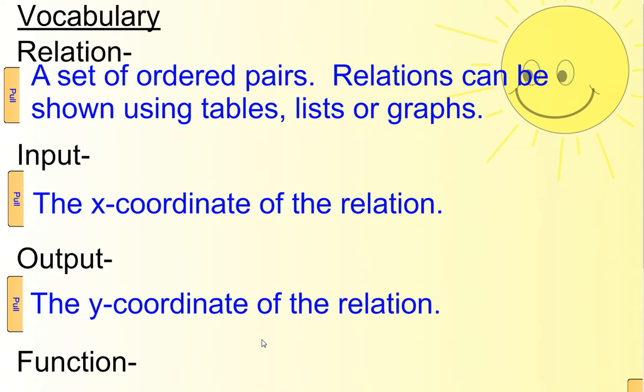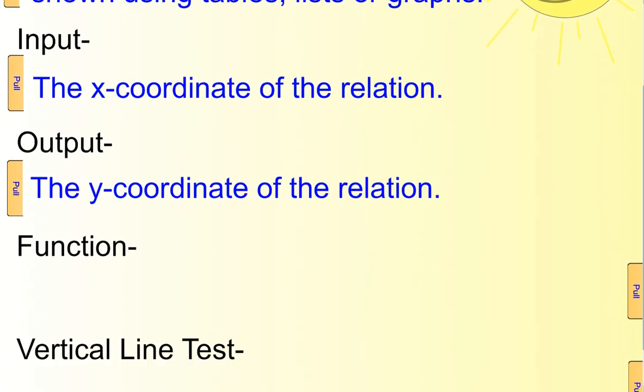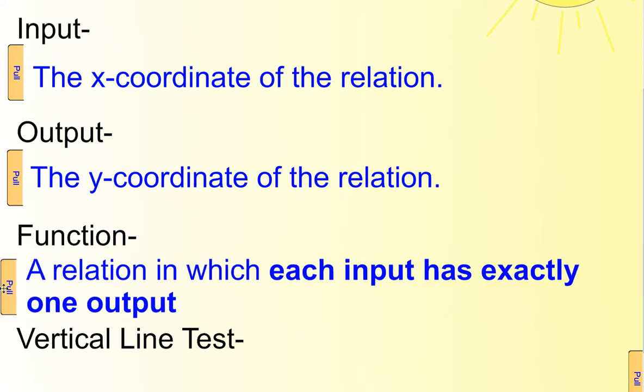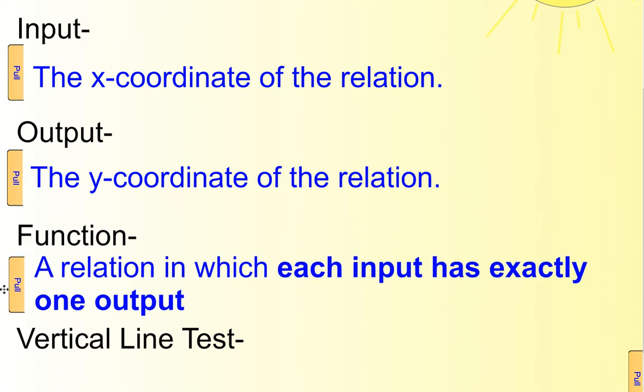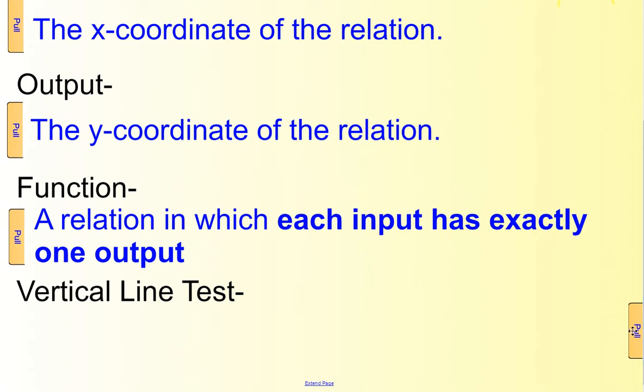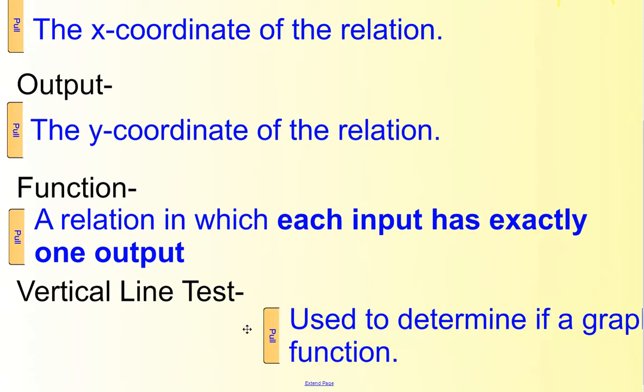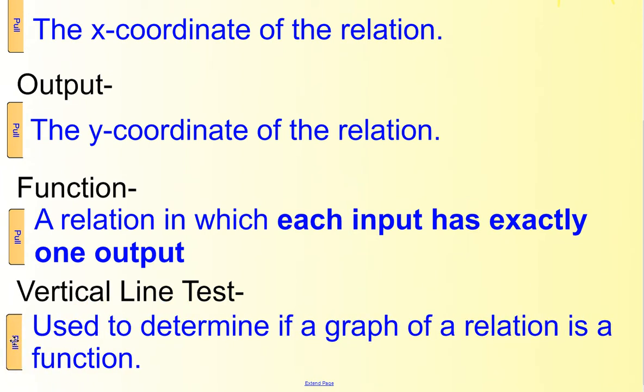So the x value you plug into this relation, I say, there is some relation between the input and the output. It does something in the middle, and that gives you your output. A function is a relation in which each input has exactly one output, and then there's this vertical line test. The vertical line test is a way to test if a graph is a function. Use it to determine if a graph of a relation is a function.